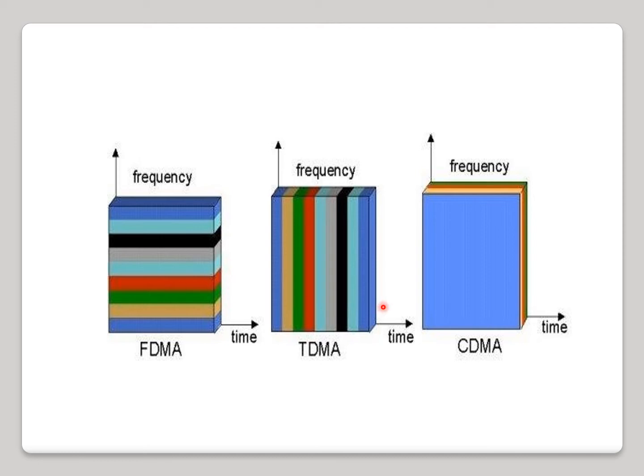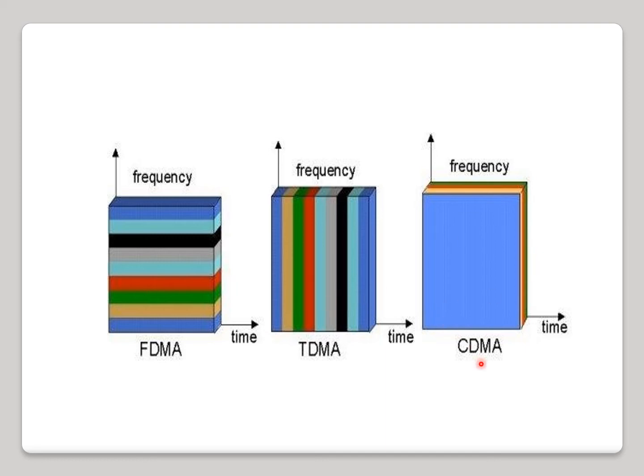But in case of TDMA, here the division is in the time axis. So user 1 is allocated with time slot 1, so he can communicate during that time. User 2 is allotted with time slot 2. That user can communicate in that time slot. User 3 with time slot 3. That user can communicate in that particular time slot, like that.